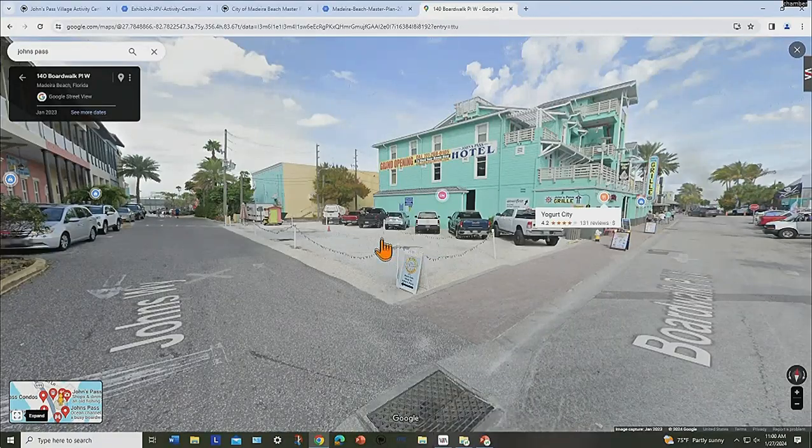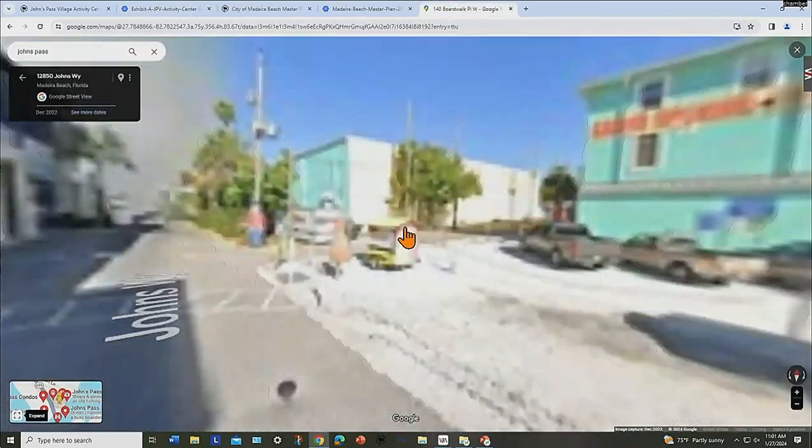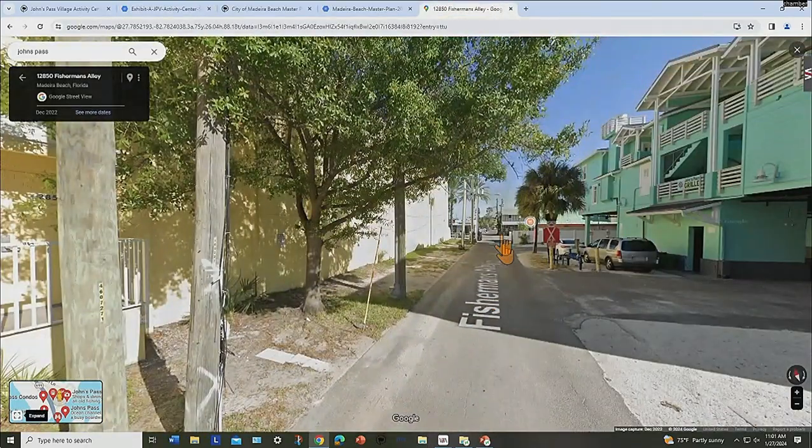I think it's important to remember what currently exists in the commercial core district, which is the Johns Pass Plaza parking garage and this mixed-use commercial structure that's multi-story. It's important to remember that this lot here is similar in size to these lots along Fisherman's Alley. And it has actually an alley behind it too, which I can show you.